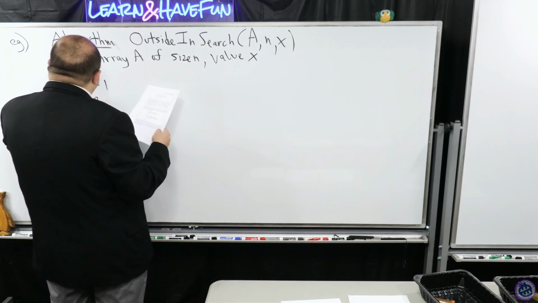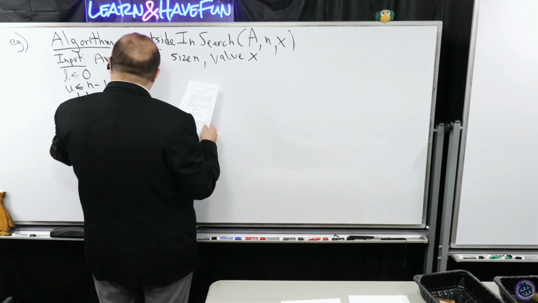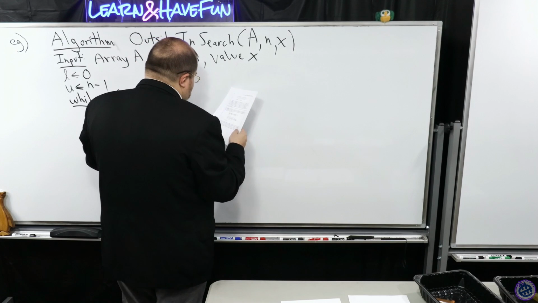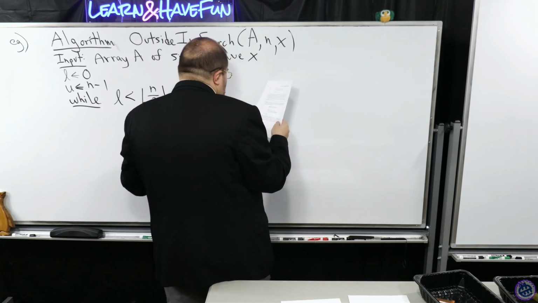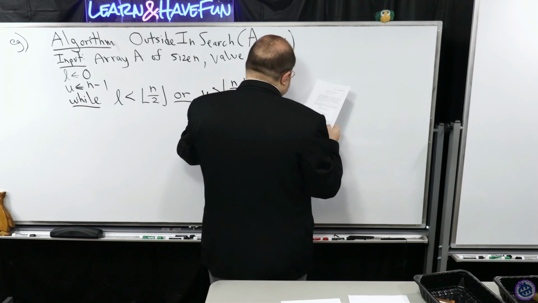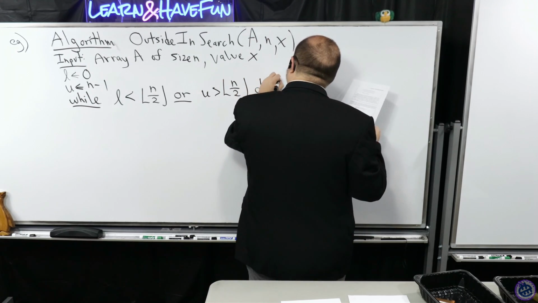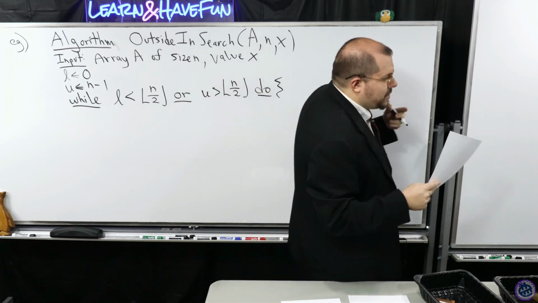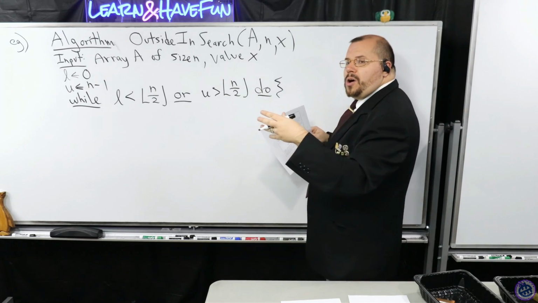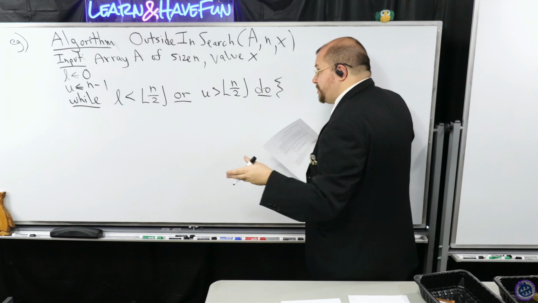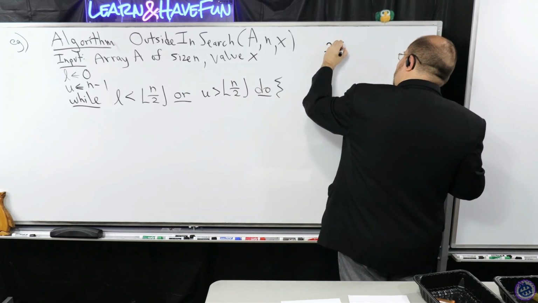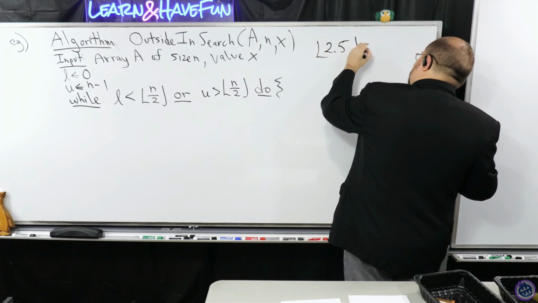So we're going to have a while loop this time. It's while L is less than the floor of n over 2, which I'll describe in a moment, or U is greater than the floor of n over 2. Do the following. For those that aren't acquainted with the floor function, what it means is you take or strip off the fractional part of a number. So if you have a floating point number, strip it off. For example, if I have 2.5, the floor of this is just 2.